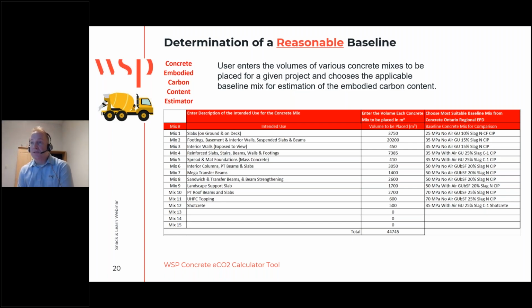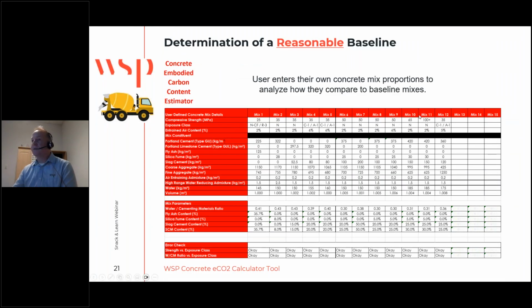It allows the users to enter the concrete mix, the intended use, the approximate volume of concrete to be placed, and then from the various different baselines, the baselines can be tailored to whatever geographic region the project is located, and selected from a drop-down menu. And then from that, it'll take the total volume of concrete for the mix, or for the project, pardon me. And the users can also enter their own concrete mix proportions and see how their mixes might compare to the baselines.